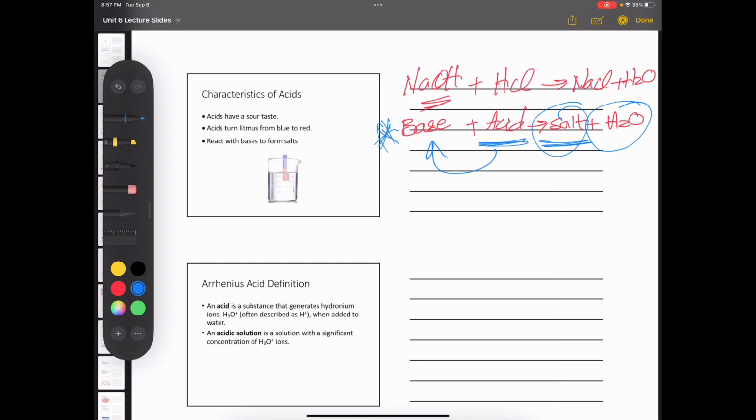The sour taste. The second thing we have is that the litmus paper color will change from blue to red, indicating this is an acidic solution. And then the third thing we have is that acids react with bases to form salts.